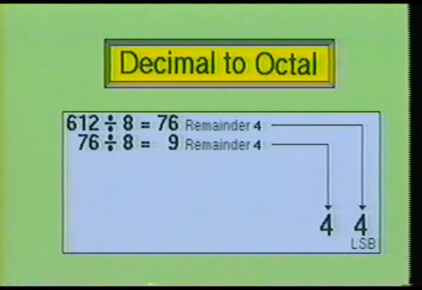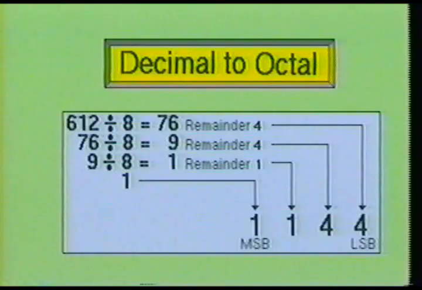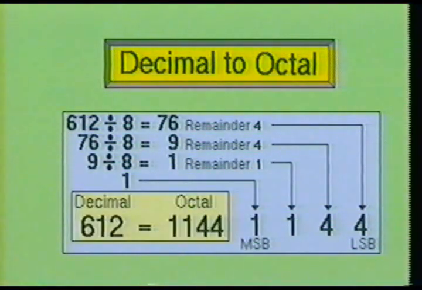Next, we divide 76 by 8. We see that 8 will go into 76 9 times with a remainder of 4. Therefore, 4 becomes the next most significant bit. At this point, we divide 9 by 8. 8 goes into 9 one time with a remainder of 1. The remainder of 1 becomes our next most significant bit. Since 8 will not divide into 1, it becomes the most significant bit. As you can see, the decimal number 612 may be represented in octal notation as 1144.